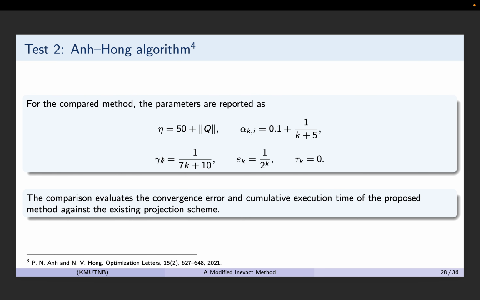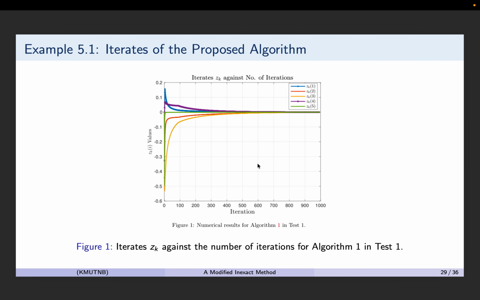For the compared algorithm, we compared with the work of An and Hong, published in Optimization Letters in 2021, which considers the same problem as ours but with a different algorithm. For his work also, we consider these control parameters, and we believe these choices are the optimal choices he can make for his algorithm in order to get an optimal performance.